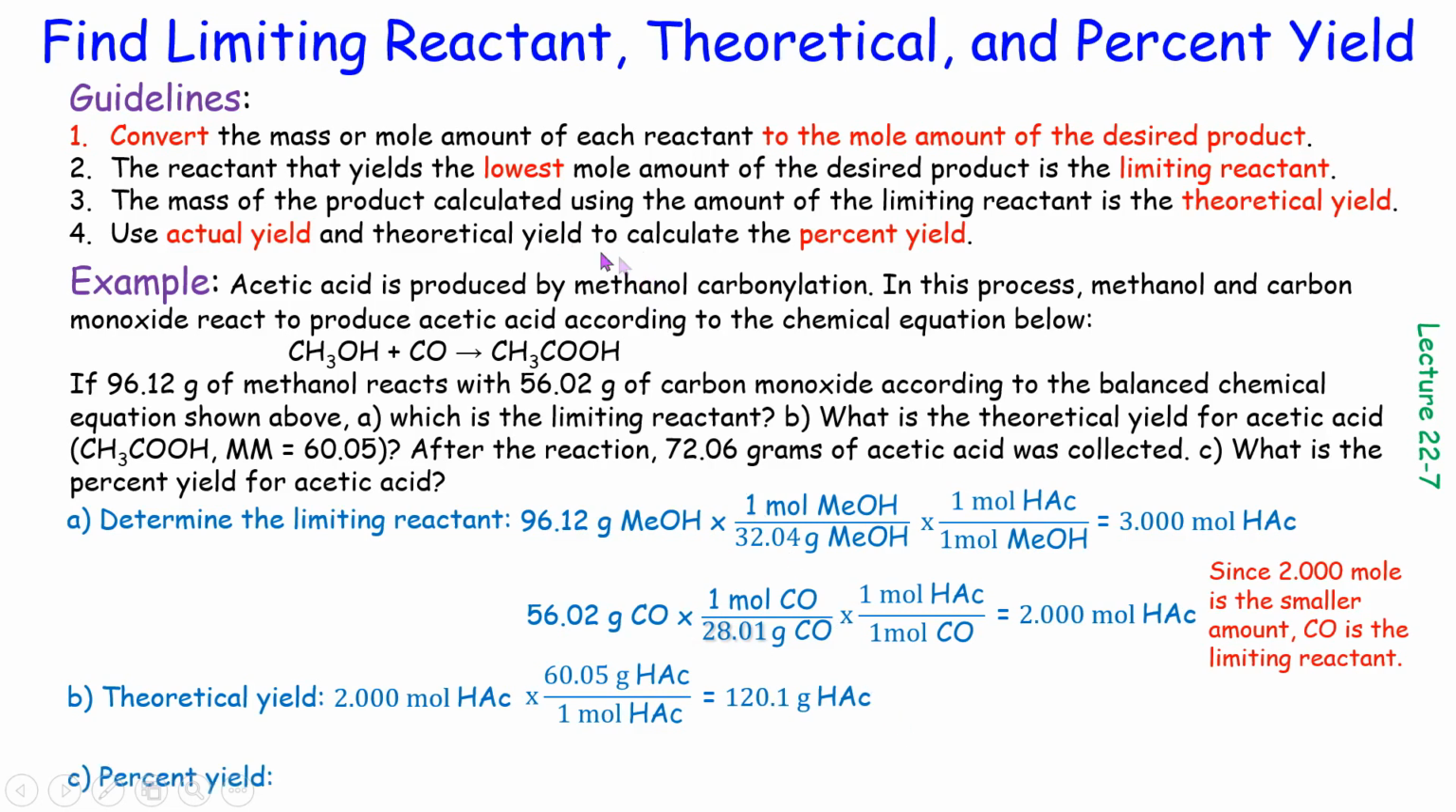Percent yield can be calculated using the actual yield divided by the theoretical yield times 100. All right? So we use this key equation here. And what is the actual yield that should be given in the problem? In this case, it is 72.06 grams divided by the theoretical yield we just calculated from this step times 100. That's 60%.